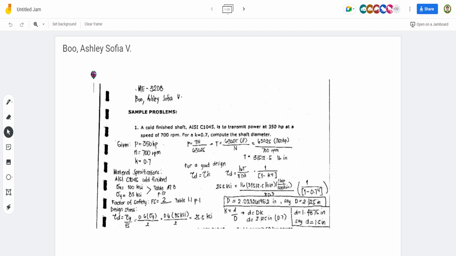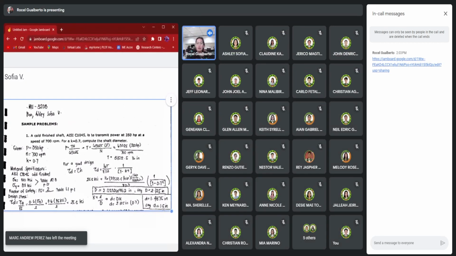Thanks, Miss Ashley. Okay, so this one is the standard size. This is equivalent to 2 and 1/8. Okay, that is the outer diameter, and the inner diameter would be 1.5 inch. Okay, so this is correct. Okay, so let us have now problem 2.